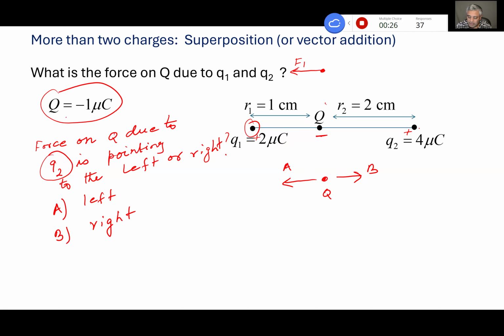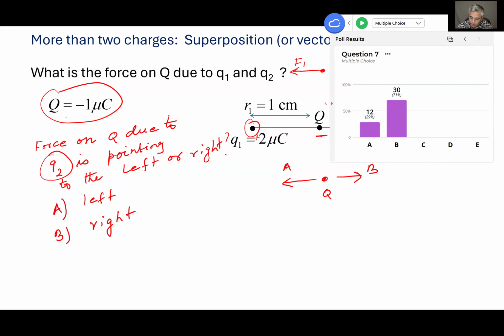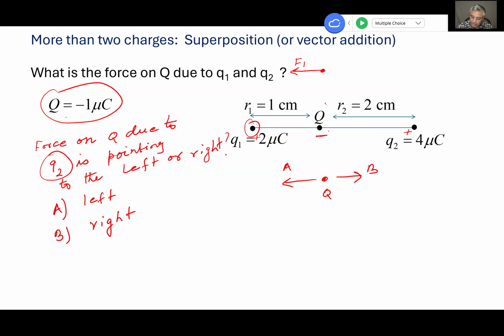Five more seconds. 5, 4, 3, 2, 1, and it stops. Okay, let's see how we did here. So mostly B, but there are quite a few A as well. B is the correct answer because negative and positive attract.